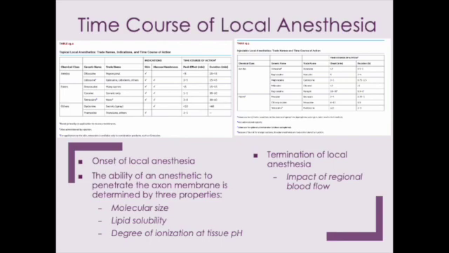Now we're going to discuss the termination of local anesthesia. This occurs as molecules of the anesthetic diffuse out of the neurons and are carried away in the blood. The same factors that determine the onset of anesthesia, remember the factors: molecular size, lipid solubility, and the degree of ionization, are also going to determine the duration of the anesthesia.